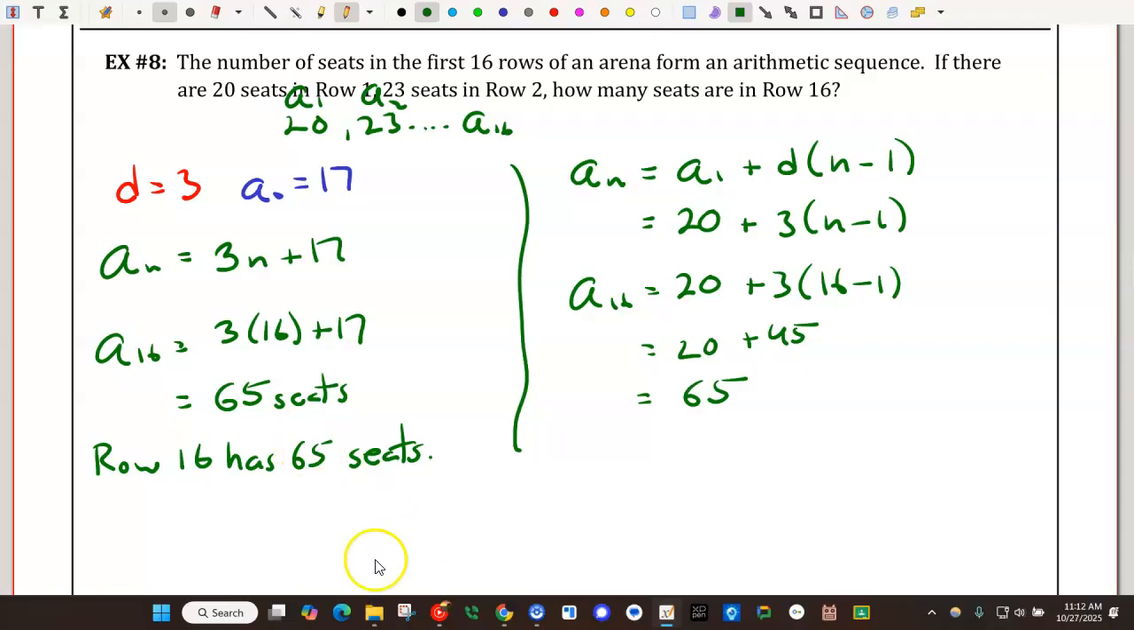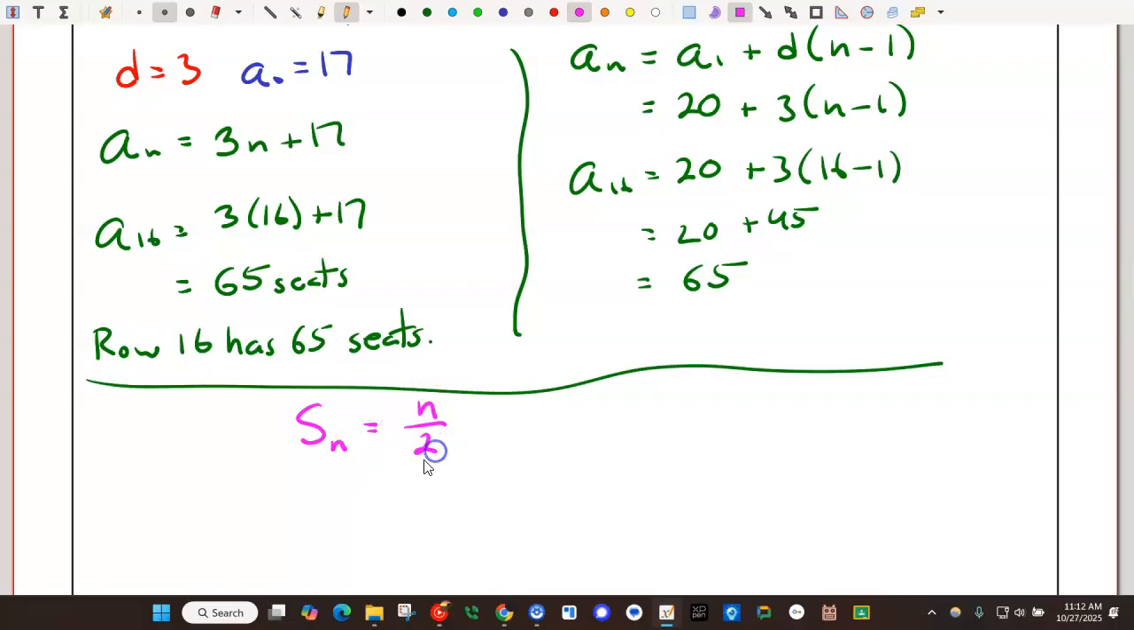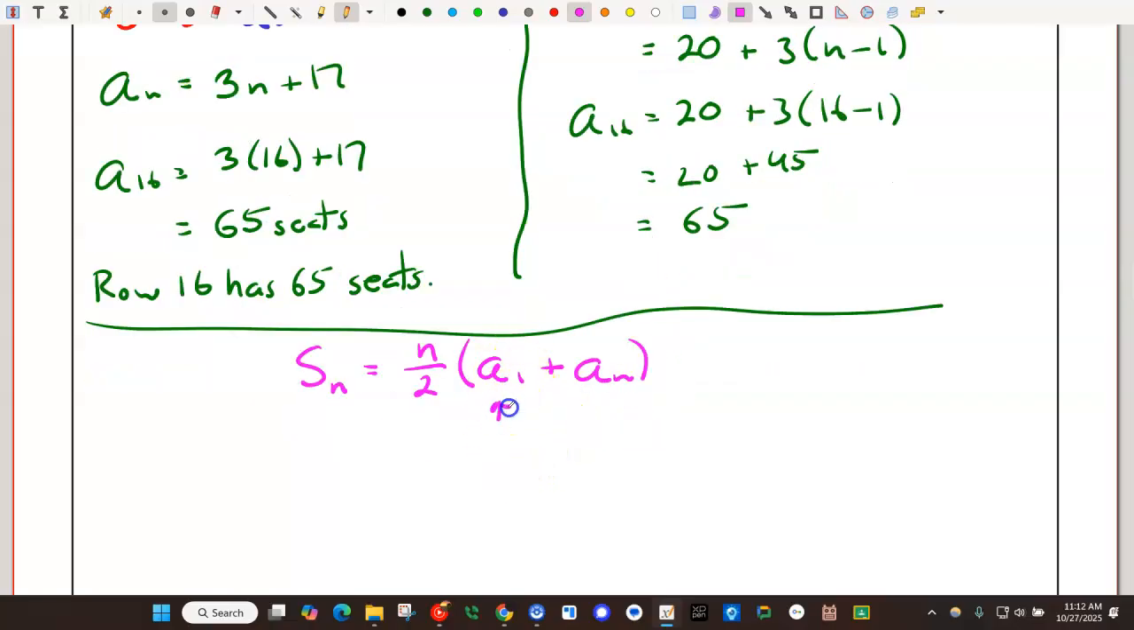So you might have come across this formula before, and it looks something like this. Let's go pink. And if you want to add everything up, which the fancy word for that in math is the sum, the sum of this many terms is going to be half of that number of terms, and then you just add the first and the last term together. So this just means first term, and a sub n means last term.